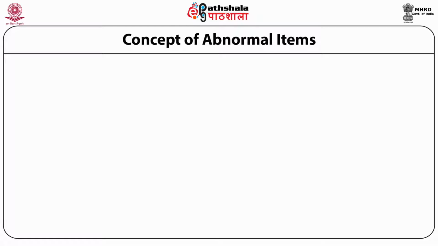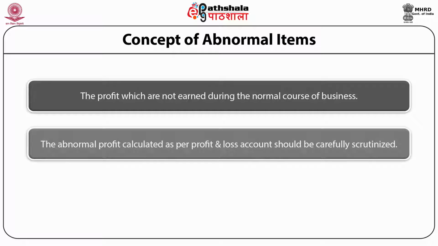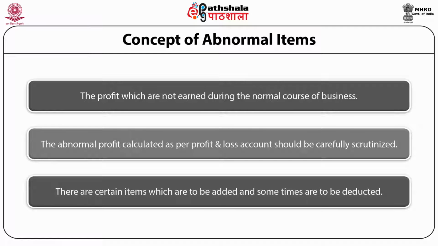Now, what is the meaning of abnormal items? The profits which are not earned during the normal course of business are called abnormal profits. The abnormal profit calculated as per the profit and loss account should be clearly scrutinized. There are certain items which are to be added and some items should be deducted while calculating the normal profit. So it is necessary to understand the meaning of abnormal items or abnormal profit, and simply the abnormal profit is that profit which is not earned during the normal course of business.